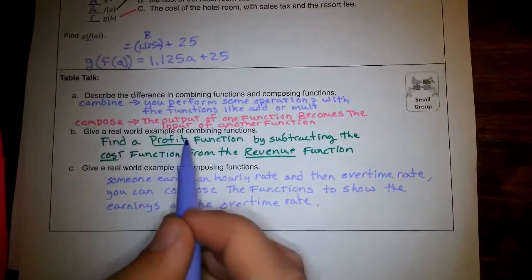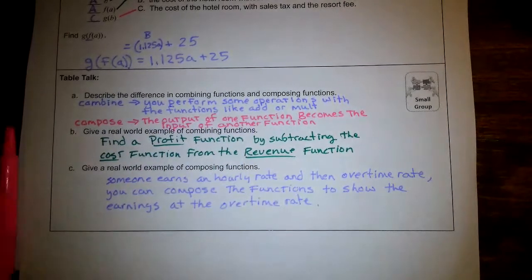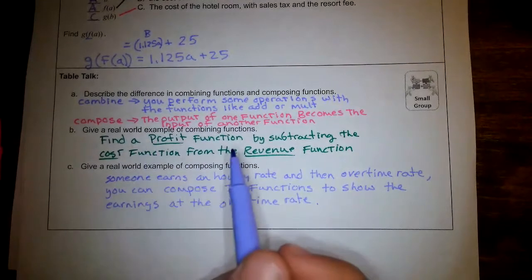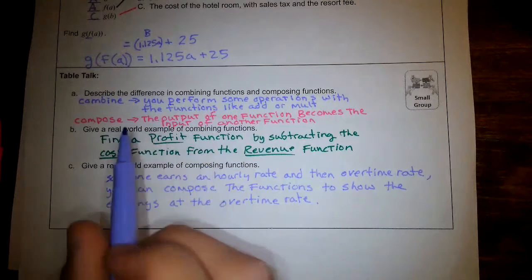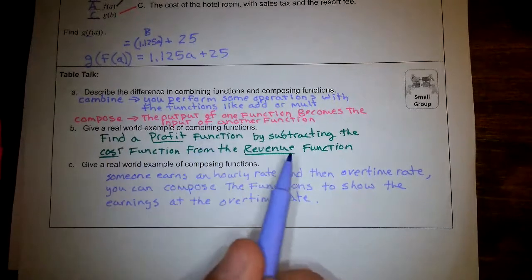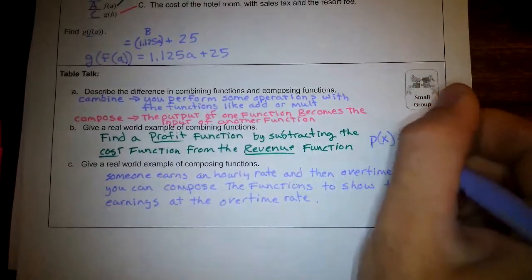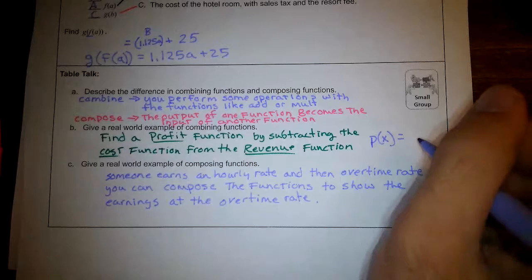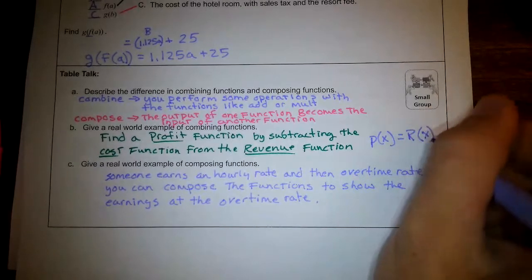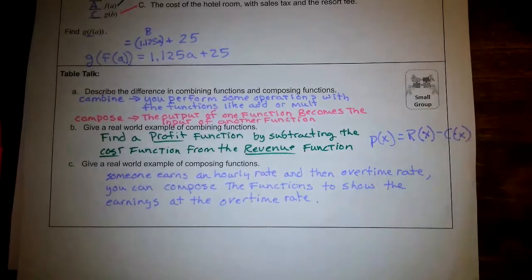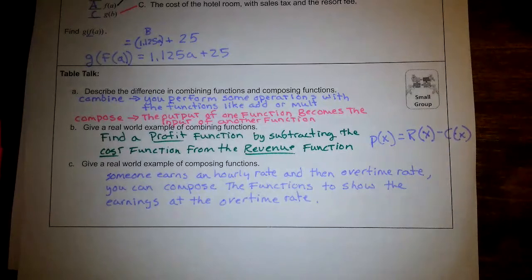So a real-world example of combining is something like what we did a couple lessons ago in regards to profit. We could find a profit function by subtracting the cost function from the revenue. If you remember, it looked like this. The profit function can be found by subtracting the cost from the revenue, and it looks like that. So that is an example of combining functions.